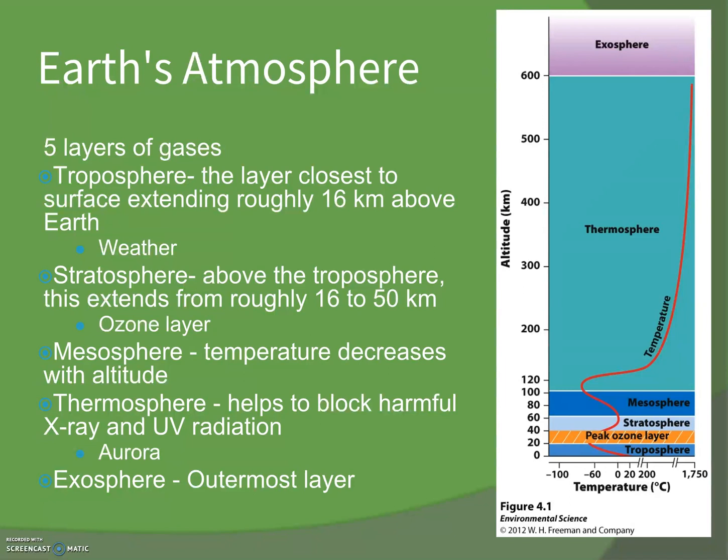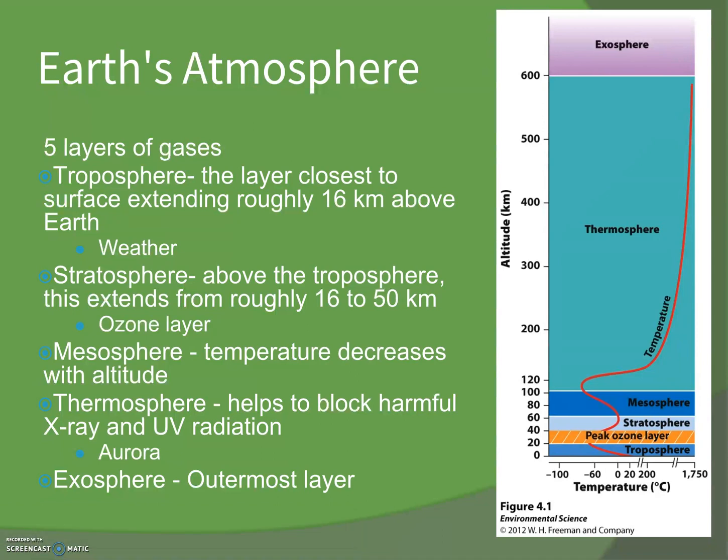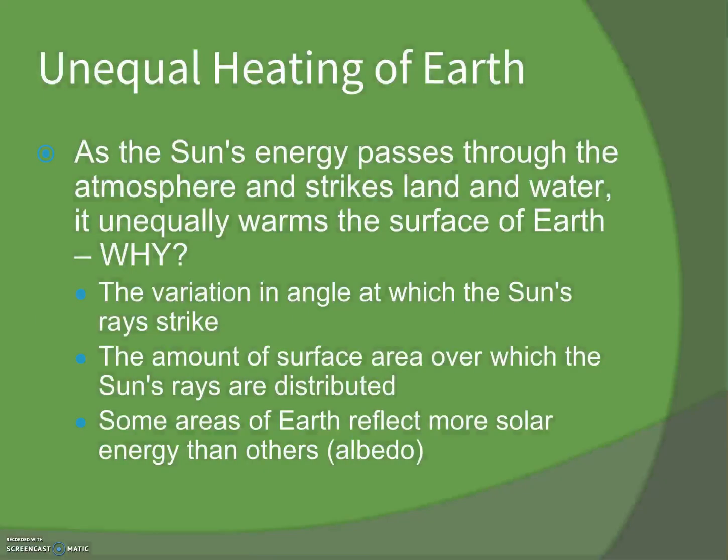In the mesosphere, the temperature decreases with altitude. The thermosphere helps to block harmful X-ray and UV radiation, and that's where auroras take place. And the exosphere is the outermost layer of the atmosphere.